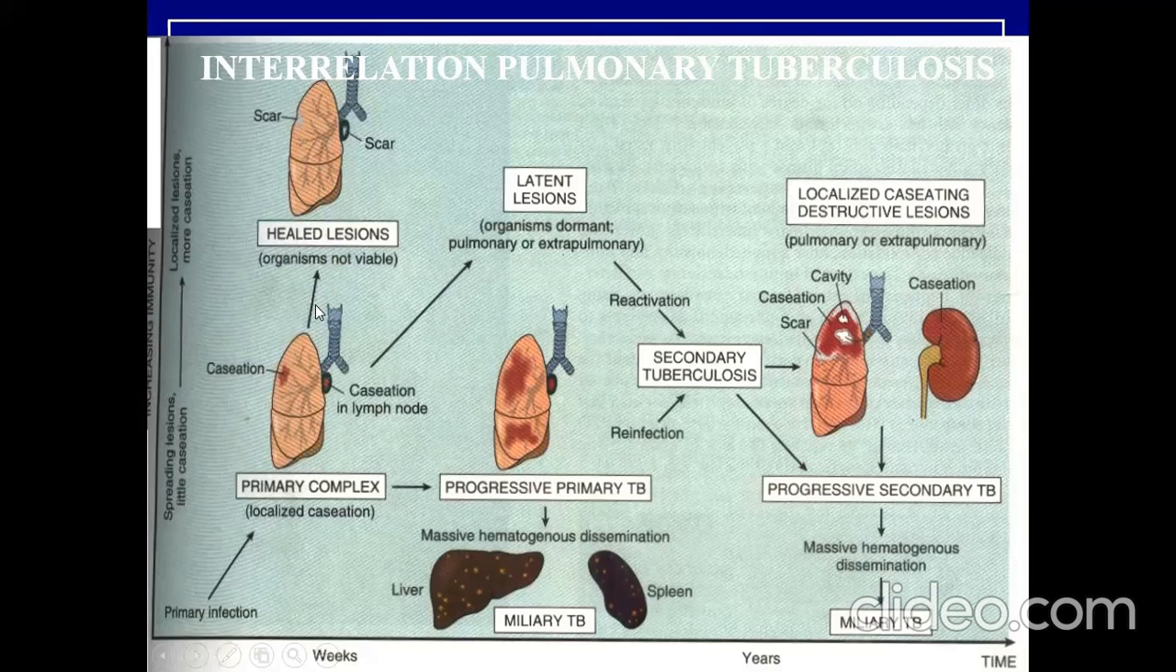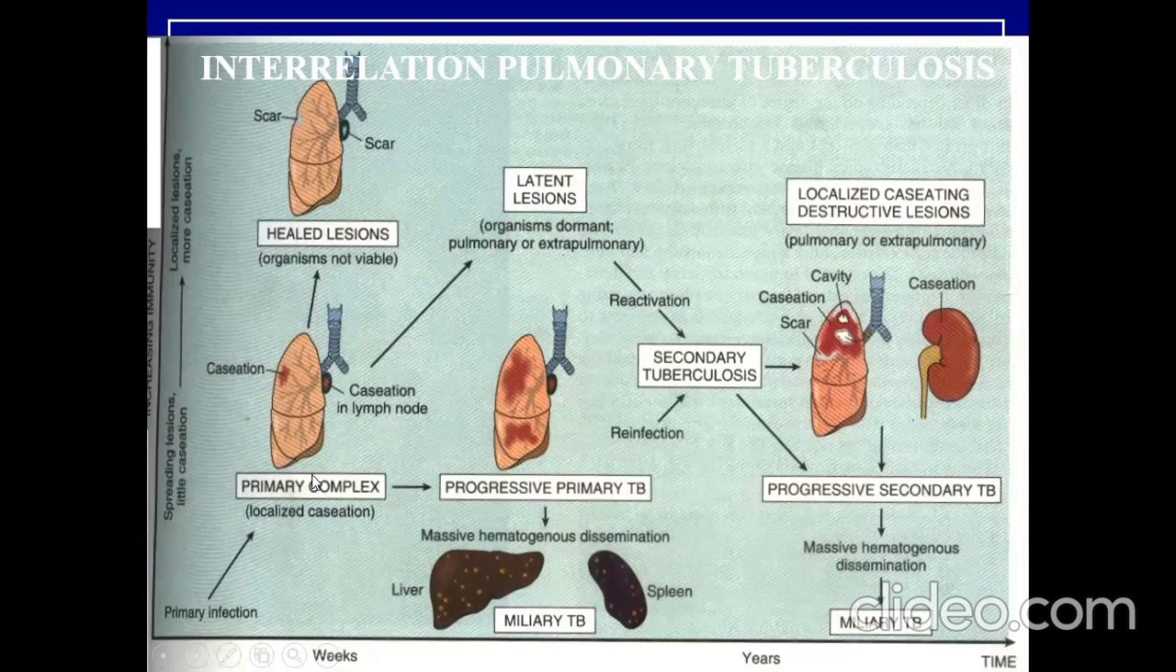Now, sometimes because of metabolic peculiarities, the organisms are not killed, but they lie dormant, either in the pulmonary or extrapulmonary sites. These are the lesions which are known as latent lesions. This is what we label as latent tuberculosis. This is in cases where the immunity is very good or partially good.